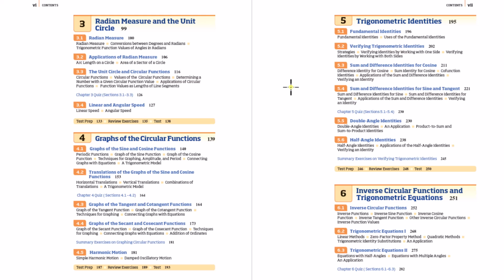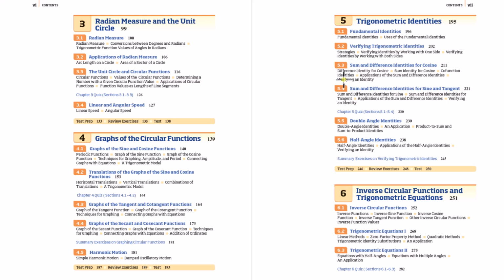We're continuing with chapter 5, which is on trig identities. In this video, we're going to go through section 5.3, where we're going to see how the sum and difference identities for cosine are derived. But also in this section, we're going to use the sum and difference identities for cosine to derive the cofunction identities.